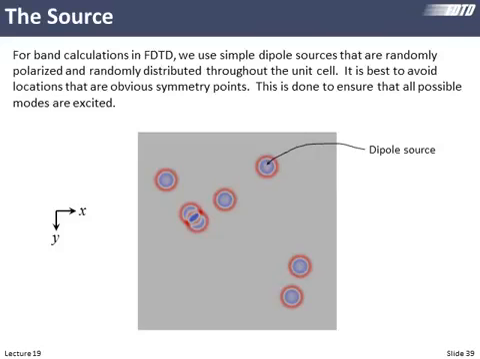So for example, let's just say we only had one source, but that happened to be at a null of our mode. We wouldn't excite that mode. We wouldn't be able to identify it. So how do we get around that? We just scatter out a random bunch of dipole sources, random position, and random polarization.